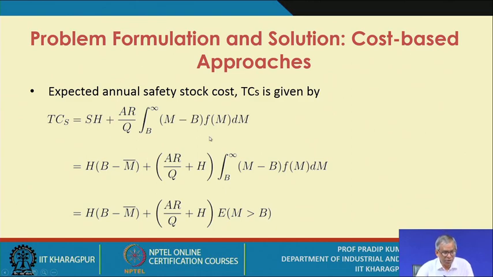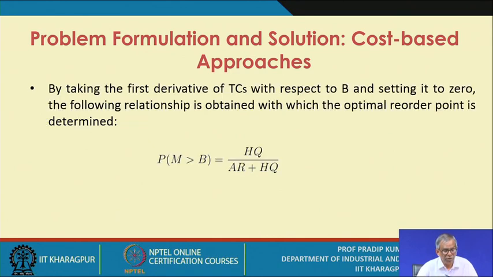So this is the standard expression, and now you substitute S with its expression, and ultimately what you get is this expression: H into (B minus M bar), plus AR by Q into the expected number of units short. You follow these steps and you get this expression.